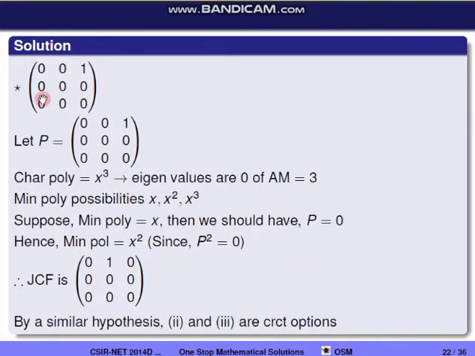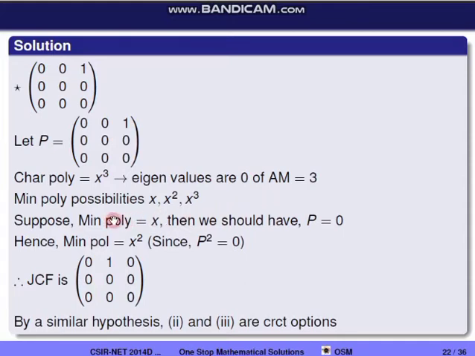So the first option is 0, 0, 1, 0, 0, 0, 0, 0, 0. So I'm taking it as a matrix P. So we can find the characteristic polynomial is equal to x cube by the concept. So we know the roots of the characteristic polynomial are the eigenvalues. So we get eigenvalue 0 of algebraic multiplicity 3. And minimal polynomial possibilities are x, x square, x cube, because the minimal polynomial divides the characteristic polynomial.